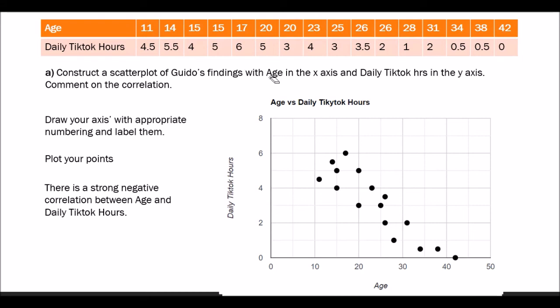What would you consider this to be? Probably moderate, but I did write strong here. Depends sometimes on how you read it, but I would say somewhere between moderate and strong. And which direction is it? Is it positive or is it negative? Negative. It's going down, so it must be negative.